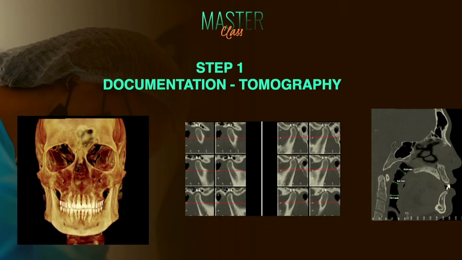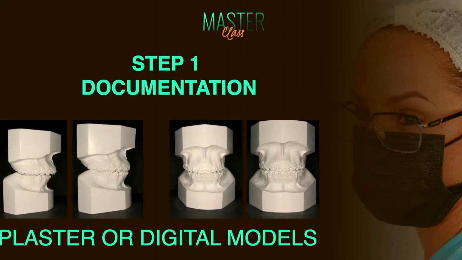I always take a look at the TMJ and the cortical bone, what is going on in the TMJ, and the asymmetries and all the discrepancies that I can find in the arches, upper and lower arch. In this first step, the documentation, I need plaster or digital models.